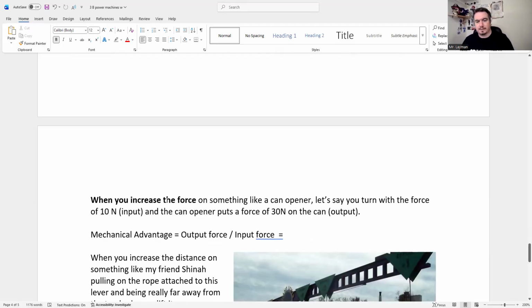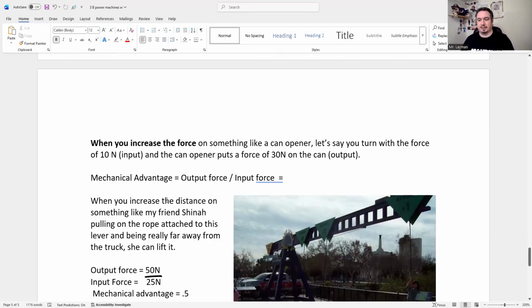When you increase the force on something like a can opener, let's say you turn with the force of 10 newtons, but the can opener puts a force of 30 newtons on the can. When you have a can opener, you squeeze it like it's a pair of scissors, and then you turn the little knob that slices into the steel. Cans are not made out of tin.